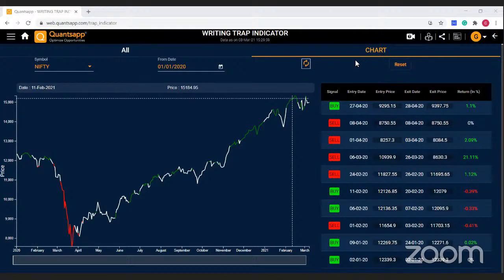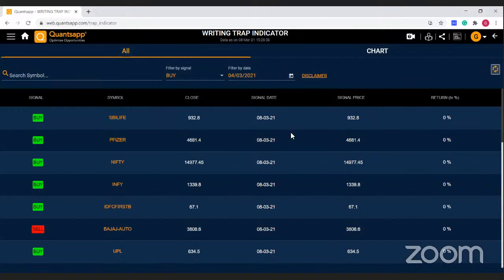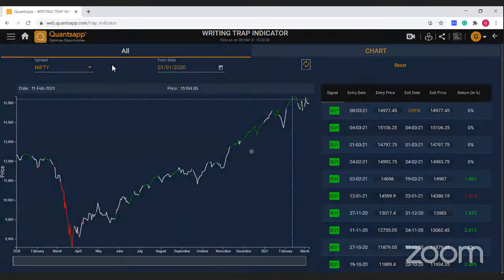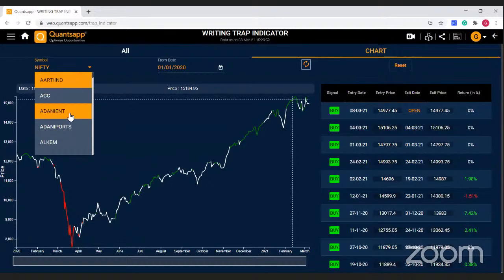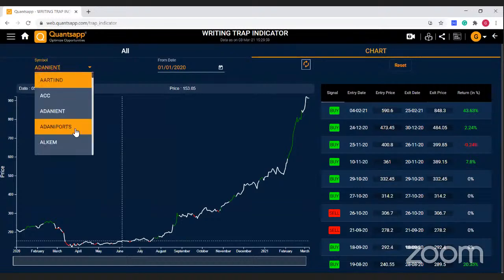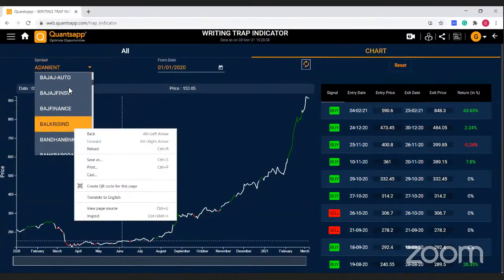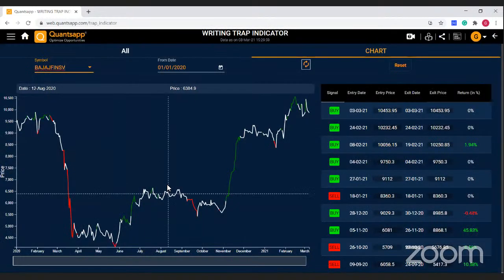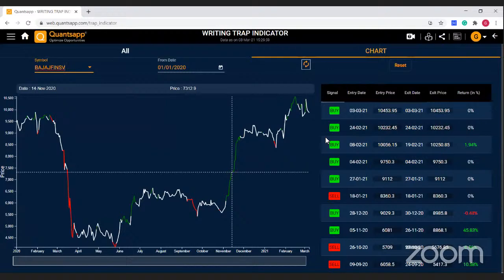Even if I want to see stocks which are currently not in an open position, I go into the chart section, let's say Adani Enterprise, and I want to see whether any signal came previously for Adani Enterprise. So I just go to the chart section and select the particular stock. If I say Bajaj Finserv, now here you can see the back data for Bajaj Finserv. So this was about the trap indicator.